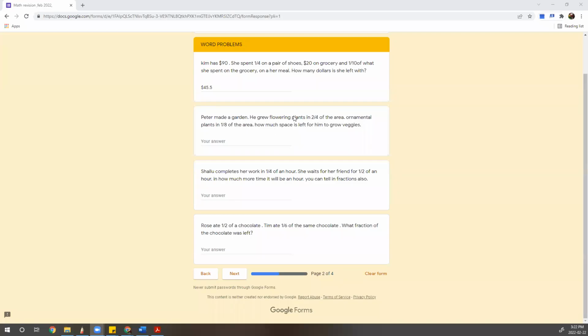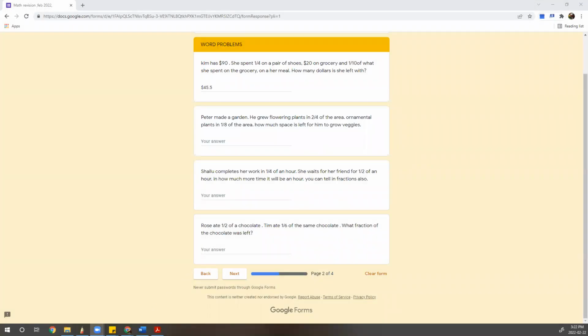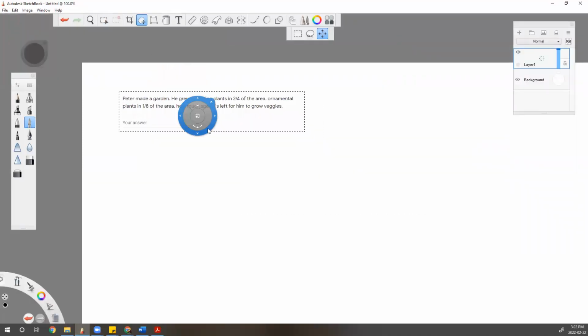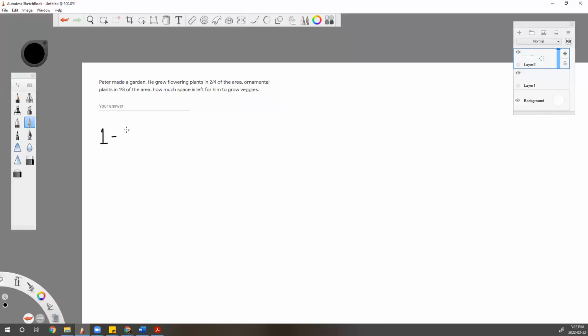Okay, so Peter made a garden. He grew flowering plants in 2/4 of the area and ornamental plants in 1/8 of the area. How much space is left for him to grow veggies? So what do you know about this? We need to understand that the total is always 1, the whole part is 1. So he grew flowering plants in 2/4, ornamental plants in 1/8. So the space left is 1 subtract 2/4 subtract 1/8, right?